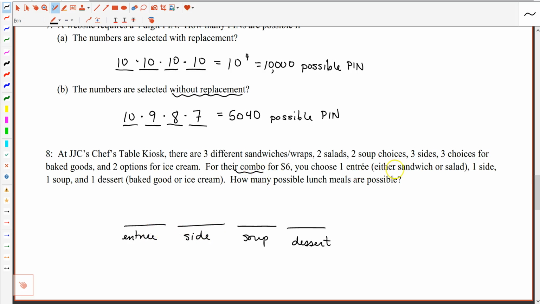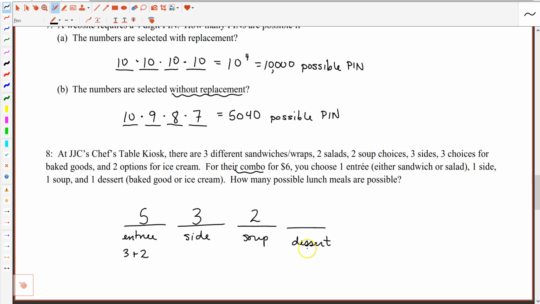Now for the entree, you can choose either a sandwich or a salad. So you don't get both. You have to pick either a sandwich or a salad. So there are 3 sandwich options and 2 salad options. So overall in this entree choice, there are 5 options. So 3 sandwich plus 2 salads. So in this one, we're going to add those just to see how many options are sitting for that particular stage. So let's go to our sides. So we have 3 sides. That's pretty straightforward. There's only 3 side choices. For soup, what do we have going on for soup? For soup, we have 2 choices.